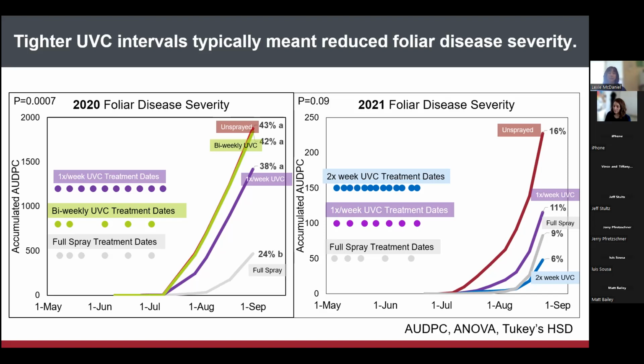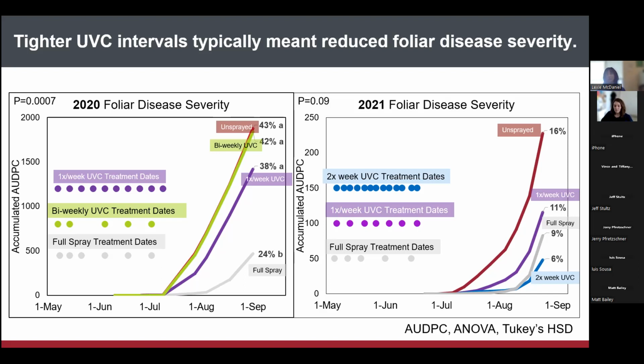The letters indicate differences, and those percentages by those letters are indicating the final disease severity ratings for the year. In 2020, while UVC did not statistically reduce foliar disease, shown in purple, and the untreated is in red, and the biweekly is in green, and then the grower control is in gray, which is down there at the bottom. UVC 1 time per week, though not significant, did reduce foliar disease by 25% when compared to the unsprayed. This trend is why we chose to tighten UVC intervals for the following year.